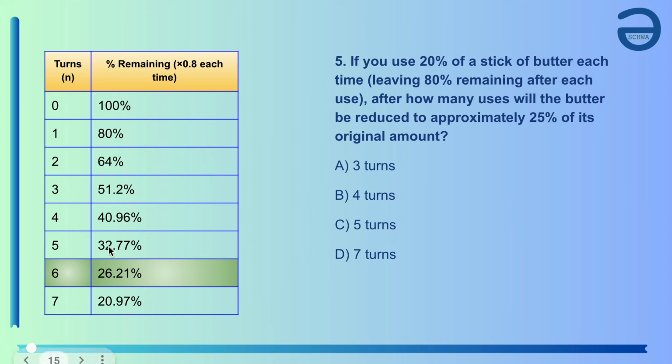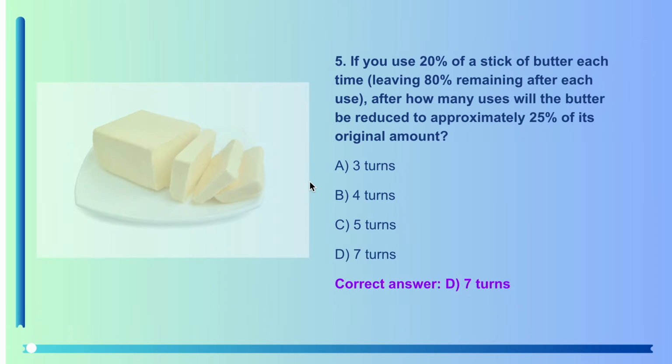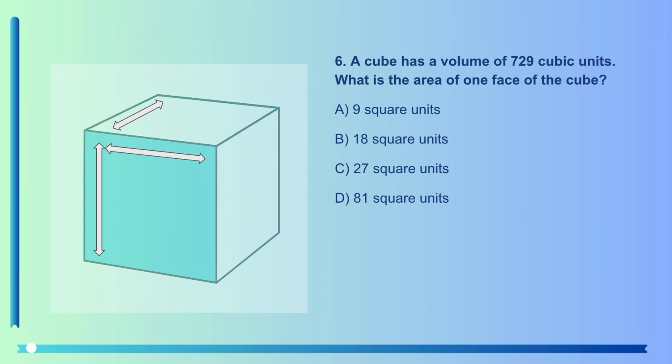The rest of them don't really fit because at 5 turns, she still has around 32.7, which is almost 33%. So that's your answer. Delicious butter. Let's go to the next question.